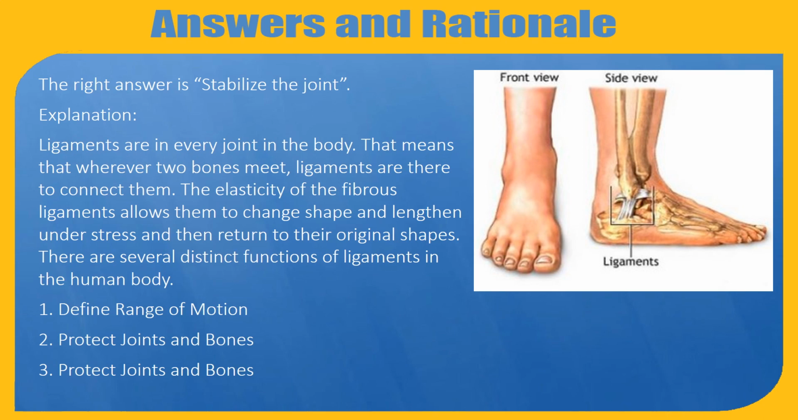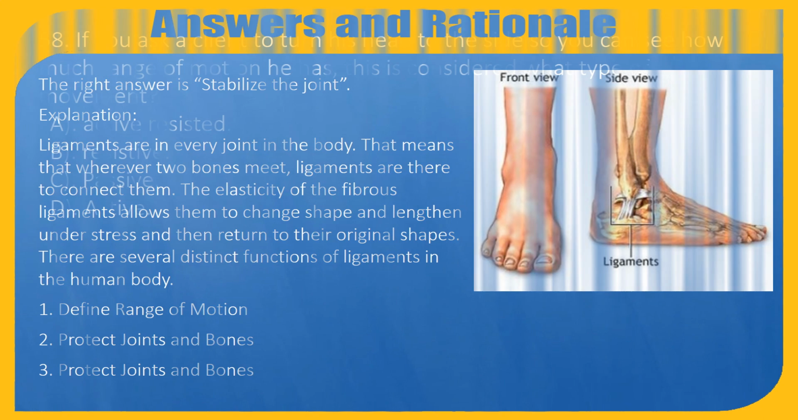Explanation: ligaments are in every joint in the body. That means that wherever two bones meet, ligaments are there to connect them. The elasticity of the fibrous ligaments allows them to change shape and lengthen under stress and then return to their original shapes. There are several distinct functions of ligaments in the human body. 1. Define range of motion. 2. Protect joints and bones. 3. Protect joints and bones.